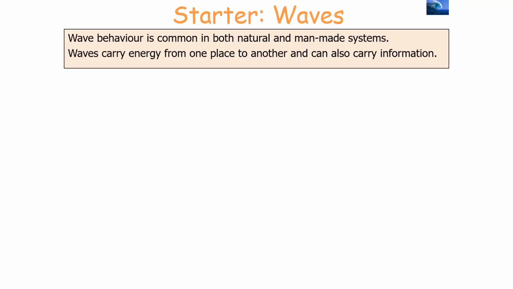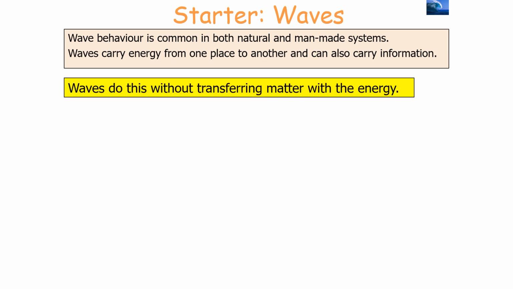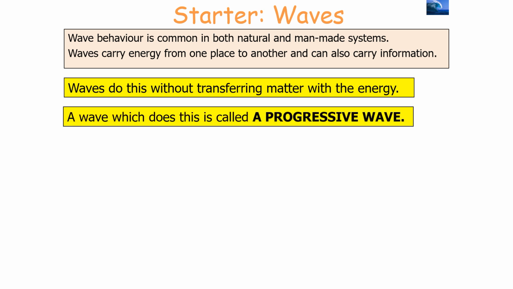So wave behaviour is common in both natural and man-made systems. Now waves will carry energy from one place to another and can also carry information. Now progressive waves do this without transferring matter with the energy. So a wave which will transfer energy but not transfer matter is called a progressive wave.